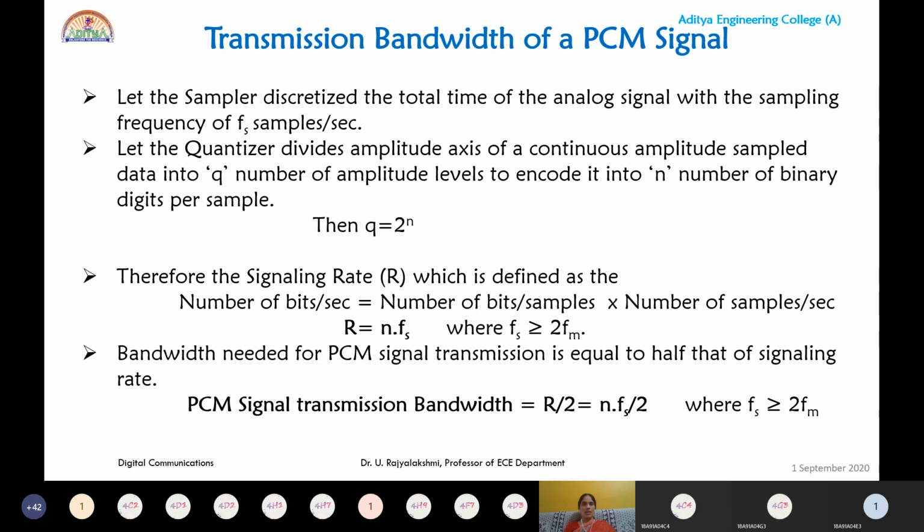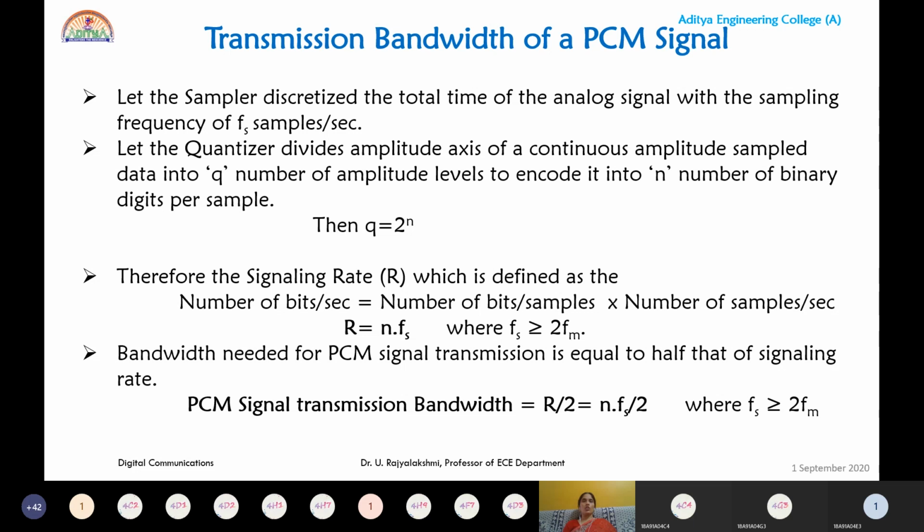For example, observe the first point. Let us represent Fs as the sampling frequency. In the PCM signal, in the A to D converter, we have the sampler section. What will this sampler do? It divides the time axis into certain discrete intervals having a sampling frequency of Fs samples per second. So from the first point, we can say let the sampling frequency be Fs. Okay, now what is the next step?